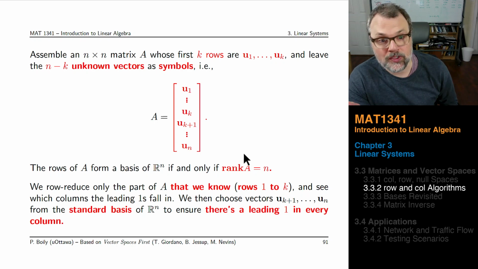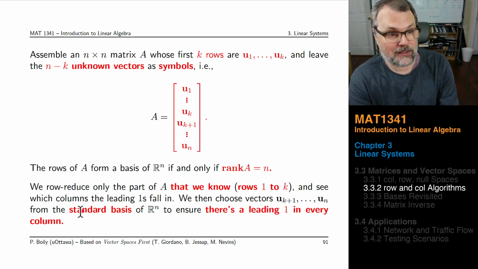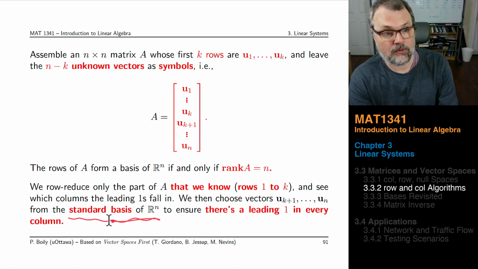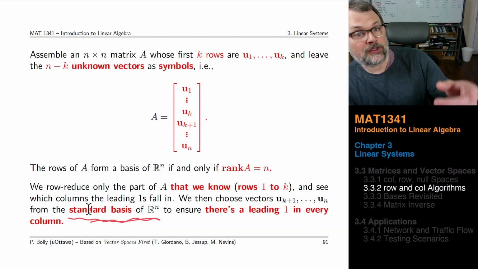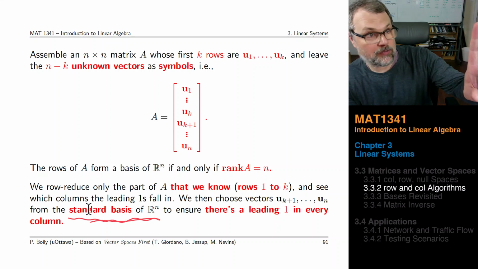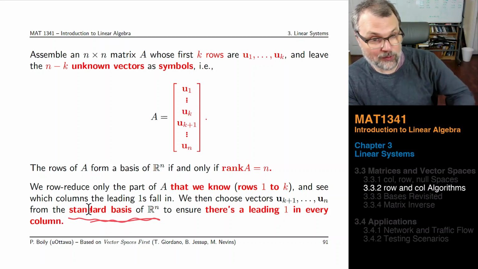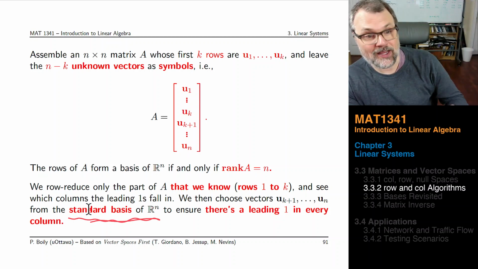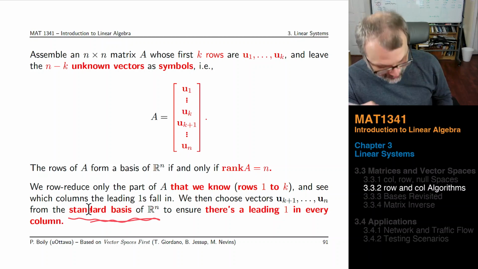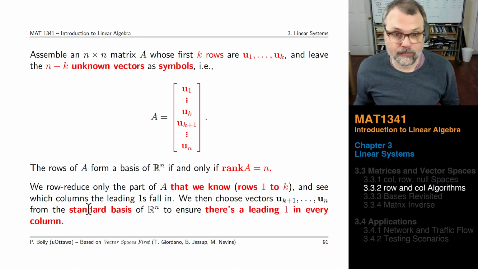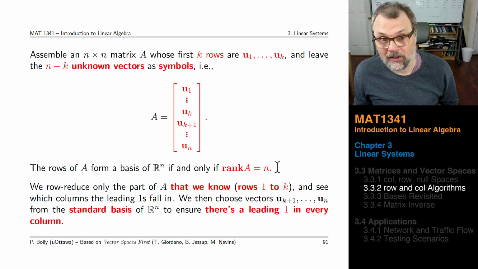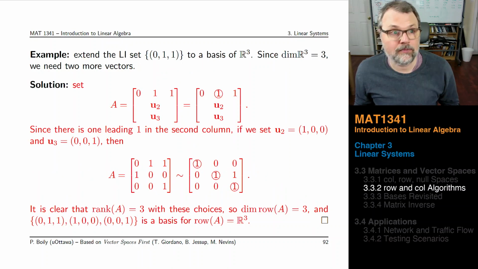And then you will choose the remaining vectors from the standard basis of Rn, which is to say the vectors that have a 1 in one position and zeros everywhere else. You'll do that to be sure that there's a leading one in every column. Then you'll have a rank which is automatically n.